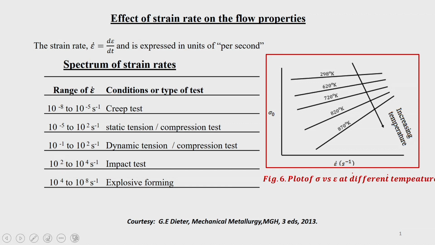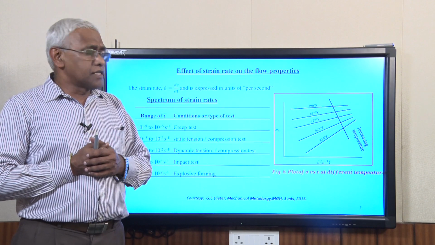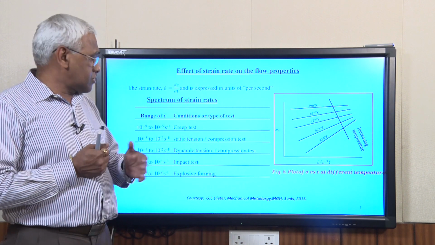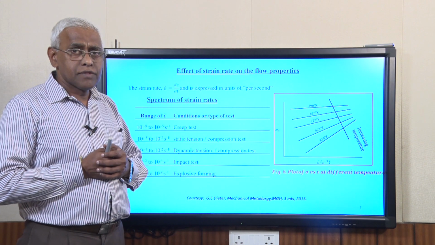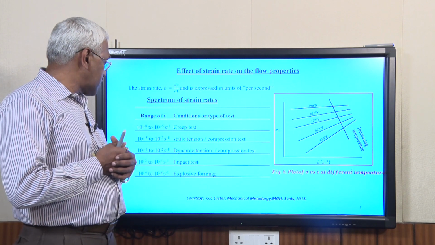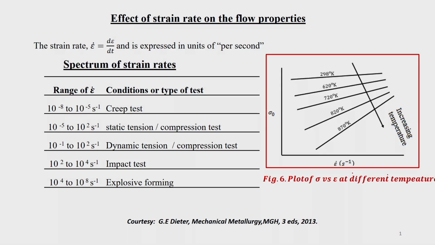Then you have 10 to the power 2 to 10 to the power 4, the impact testing: Charpy V-notch, or Izod testing, or maybe the free falling indentation impact test. All those things come into the picture, so that will be under impact testing. Then when you go to very high strain rates, 10 to the power 4 to 10 to the power 8 per second, it is something like explosive forming. These are the spectrum of strain rates which one will face in normal engineering applications.